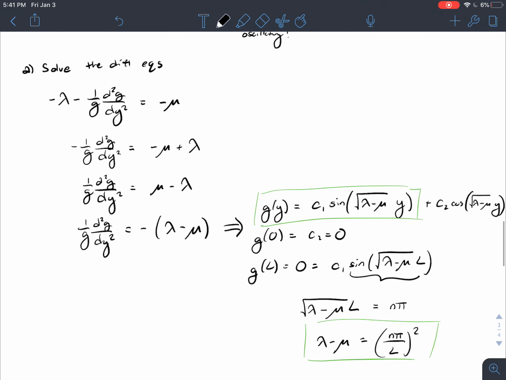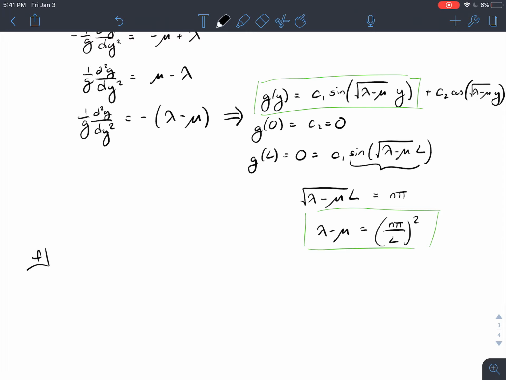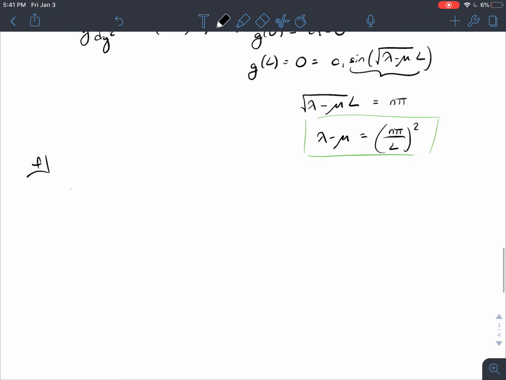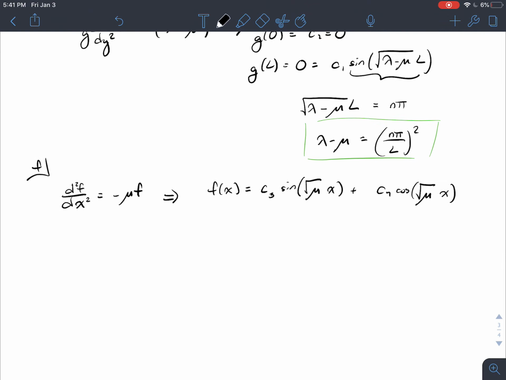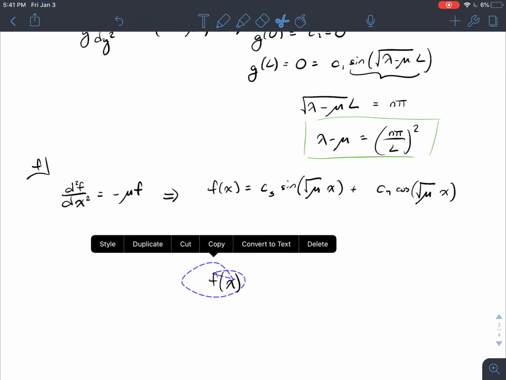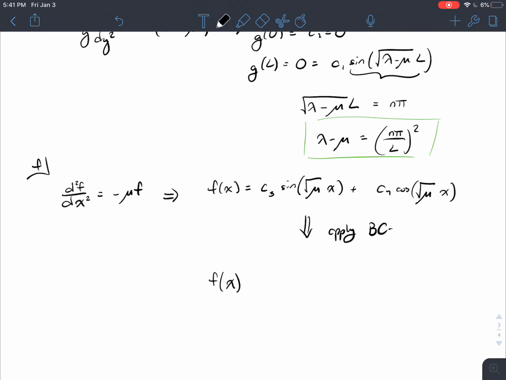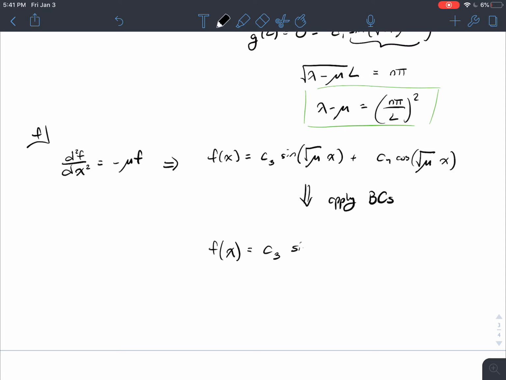So now let's solve for F. So this was G, let's solve for F now. Okay, so our differential equation for F simply is a somewhat standard differential equation that we've hopefully seen before. And the solution for this is just going to look like the standard form. Nothing special about this. Plus c4 cosine square root mu x. And then if we apply the boundary conditions, you can also use your table for this. You'll find that f of x is equal to sine of n pi over L x with mu equal to n pi over L squared.